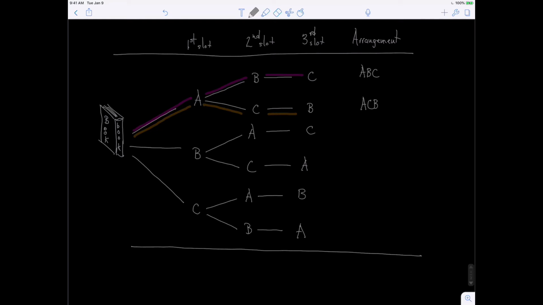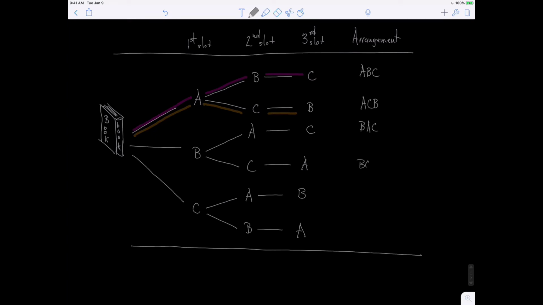Hopefully you pause the video and try this yourself. So my next arrangement will be B, A, C. My next arrangement will be B, C, A. My next one will be C, A, B. My final arrangement is C, B, A. So notice, how many arrangements? If I count these up, I have 1, 2, 3, 4, 5, 6. I have 6 different arrangements.